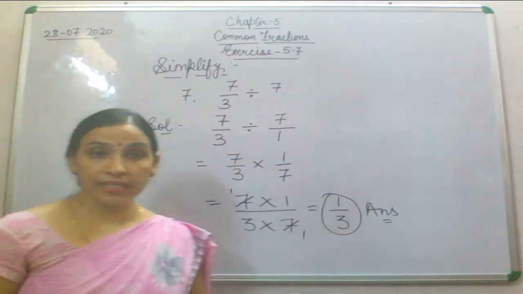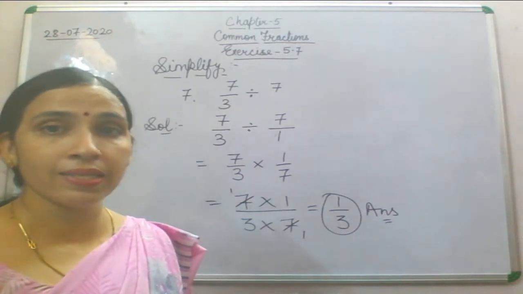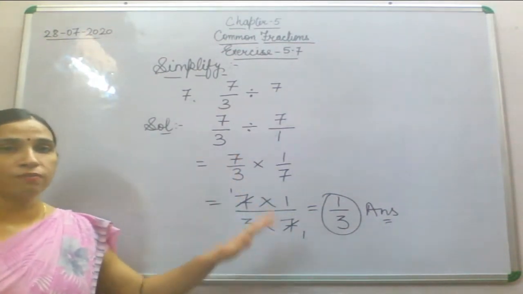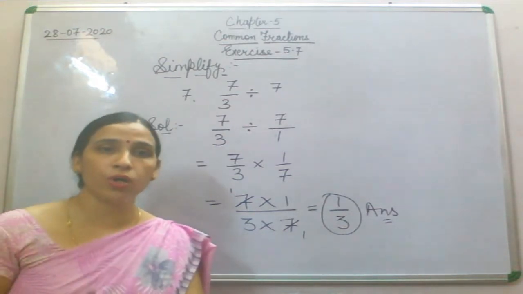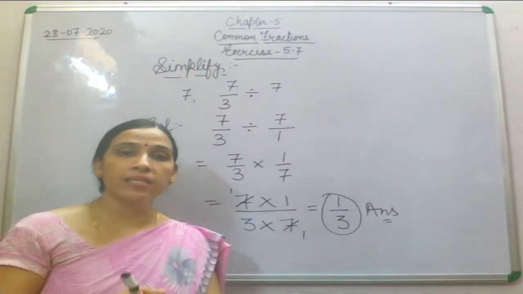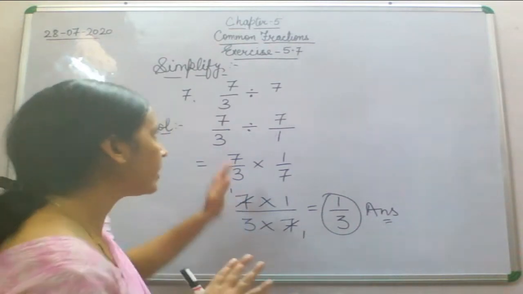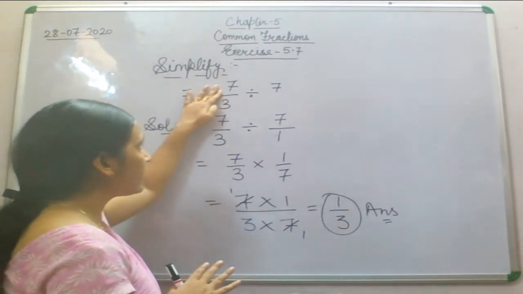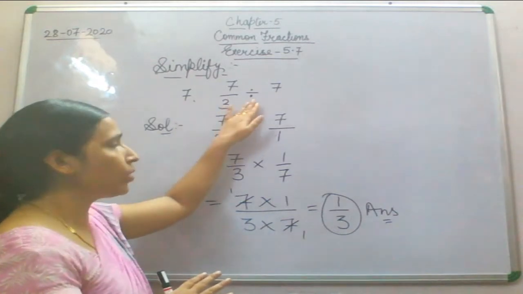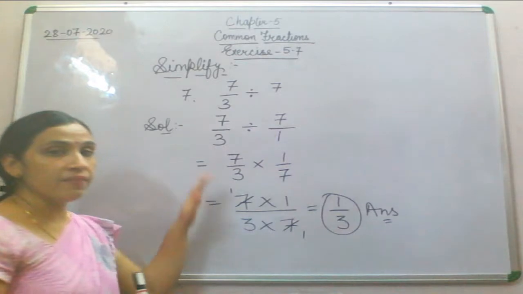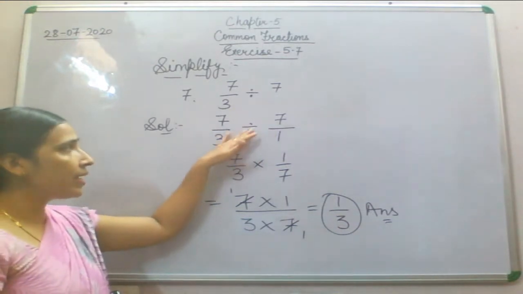Fine. So let's see this question once again. What is there in the question? In this you have been given a fraction which is an improper fraction, because the numerator is greater than the denominator. So here 7 by 3 is going to be divided into 7 parts. So what we will do: 7 by 3 divided by 7.